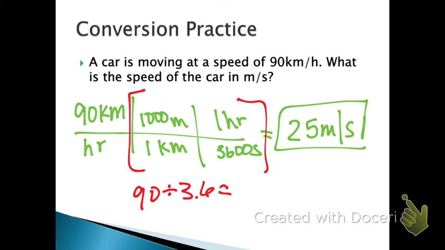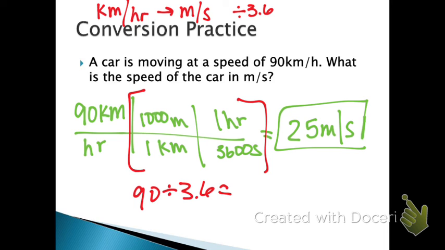So I want you to write this down as a shortcut. If I need to go from kilometers per hour and I need to convert to meters per second, I'm going to divide by 3.6. Divide by 3.6. Okay? That's my shortcut. Now, if you don't want to memorize that, that's up to you. You can always do the conversion, right? The conversion will work, but this is helpful if you want to go a little bit faster.